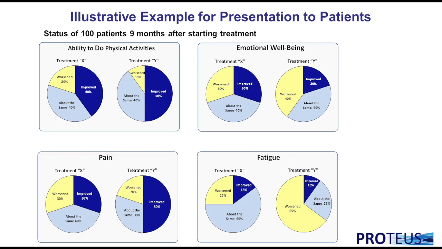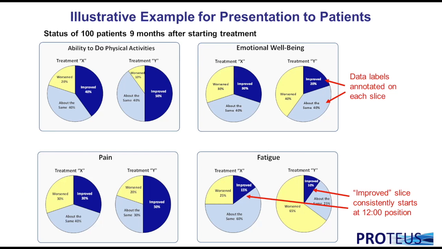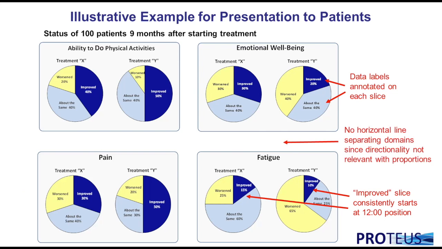This slide shows example pie charts designed for patients, highlighting some specific attributes to aid interpretation of the display. Each pie slice is labeled directly with a specific percentage and whether improvement, no change or worsening is represented by the slice, thus negating the need for a legend. Also, the improved pie slice consistently starts at the 12 o'clock position.